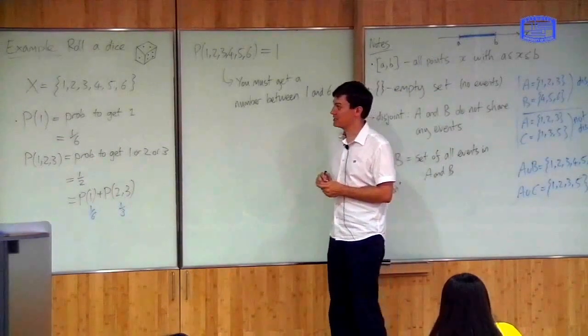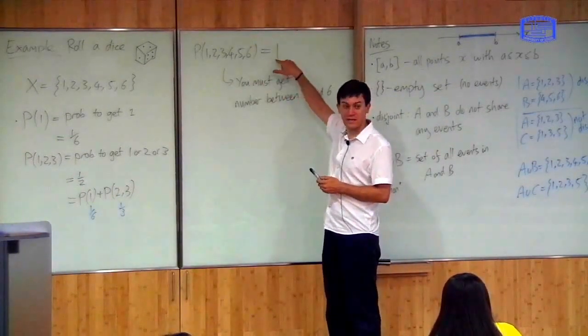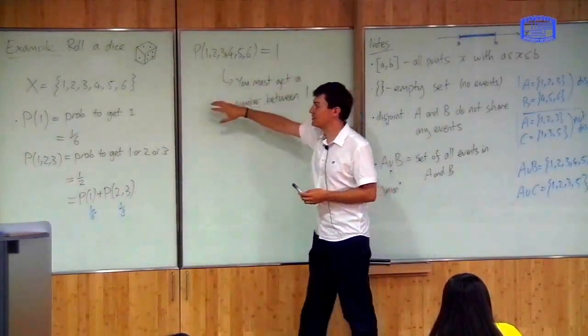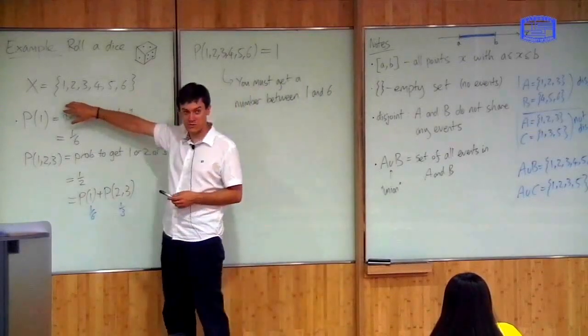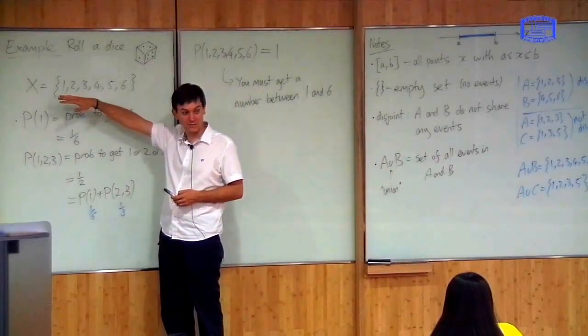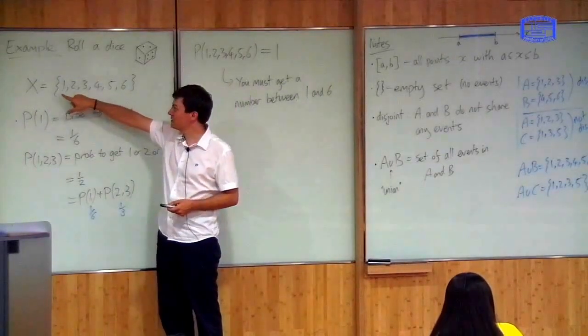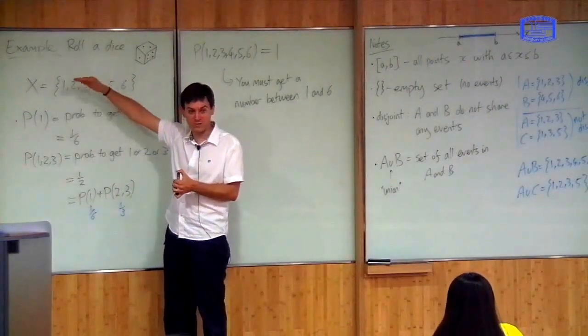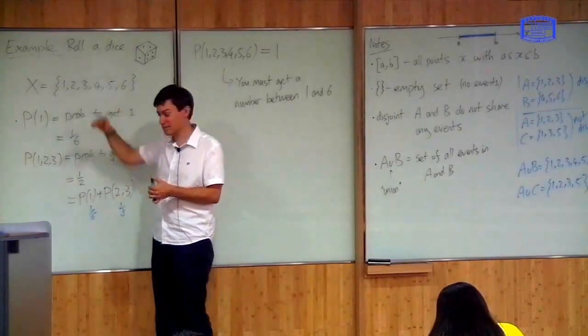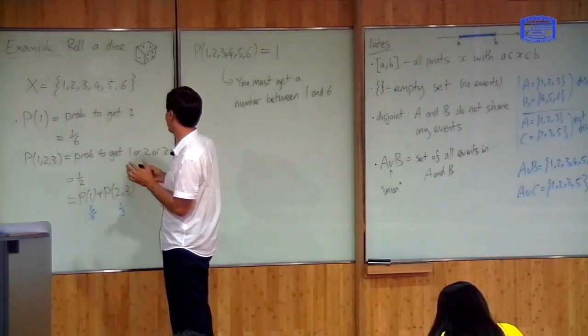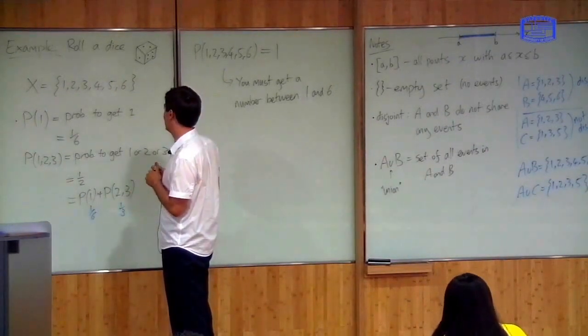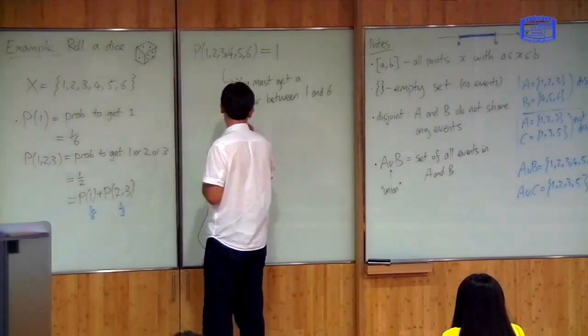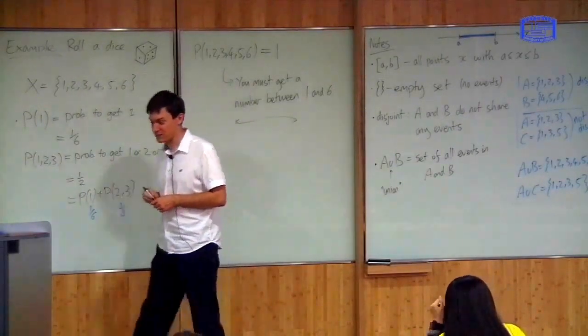So what this axiom P(X) equals 1 is telling you is that the set X includes all of the things that can possibly happen. Okay? So when you roll a dice, you can get one of these results, but there are no more results. These are all of the possible results. The set X includes all of the things which could possibly happen. Right. So that's an example, and hopefully that makes the definition a bit clearer.